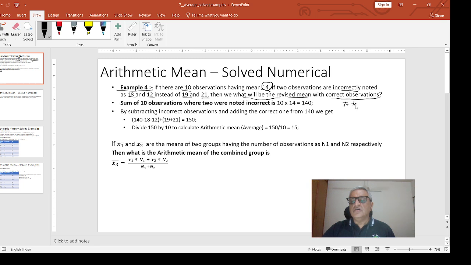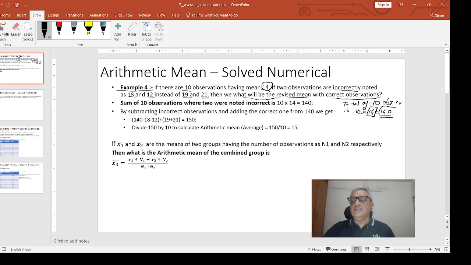the total of 10 observations is 10 multiplied by 14, that is 140, because mean is the central tendency. It is the value around which 10 observations are clustered, and the total of 10 observations is nothing but 10 multiplied by mean, that is 140.